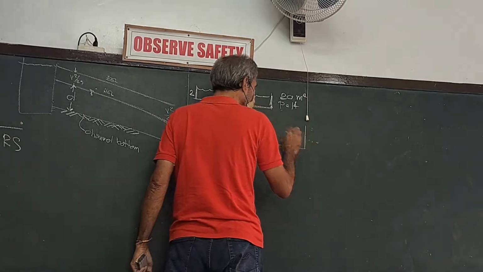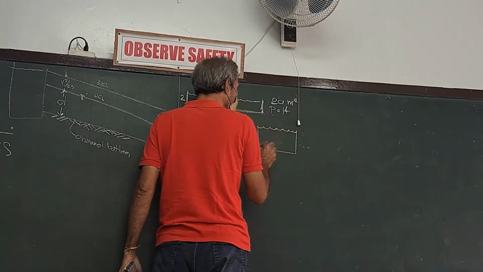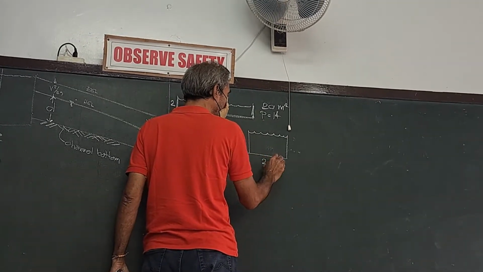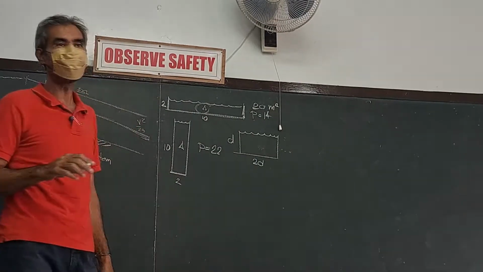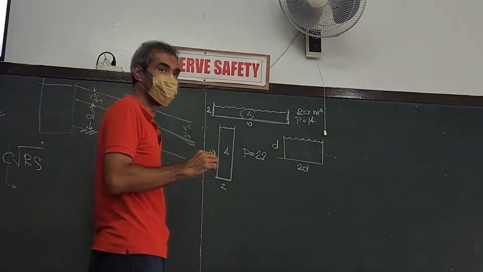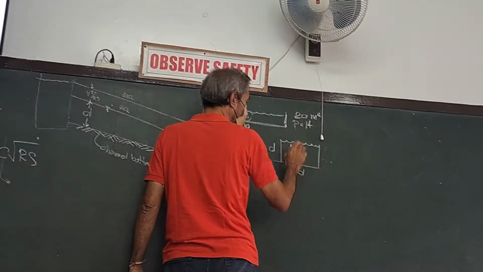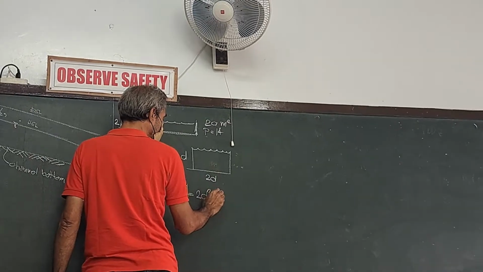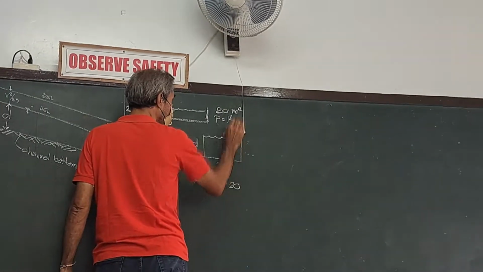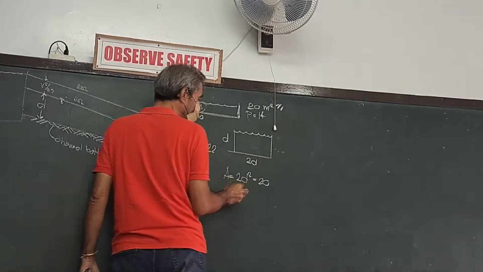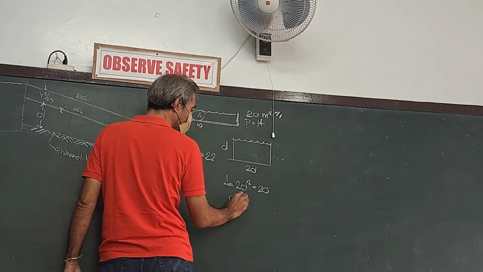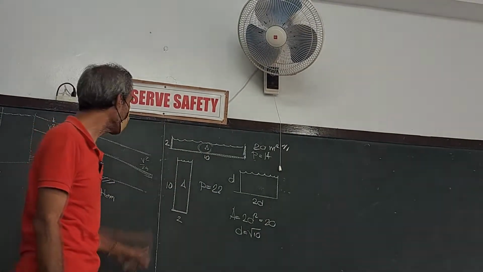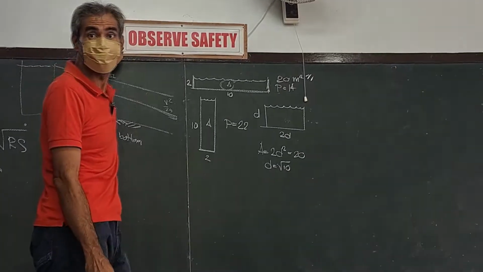But let us see. If the width is twice the depth, that is the most efficient rectangular section. For example, the area is equal to 2D squared, which is equal to 20. D is equal to square root of 10. What is the square root of 10? 3.1 something.